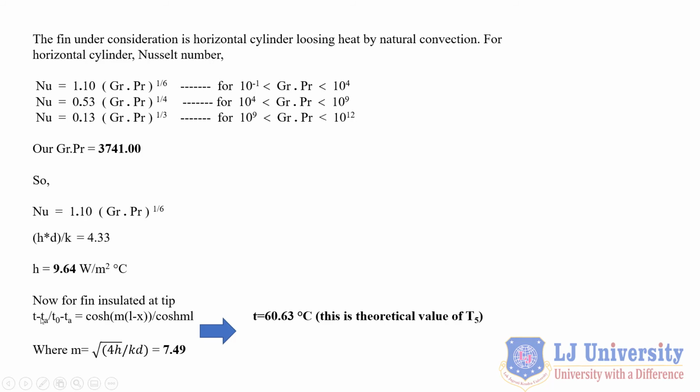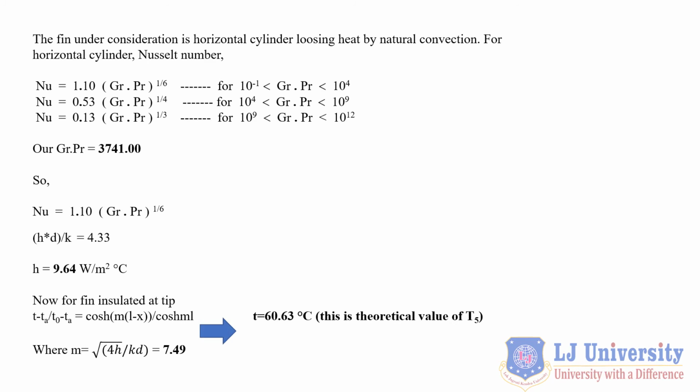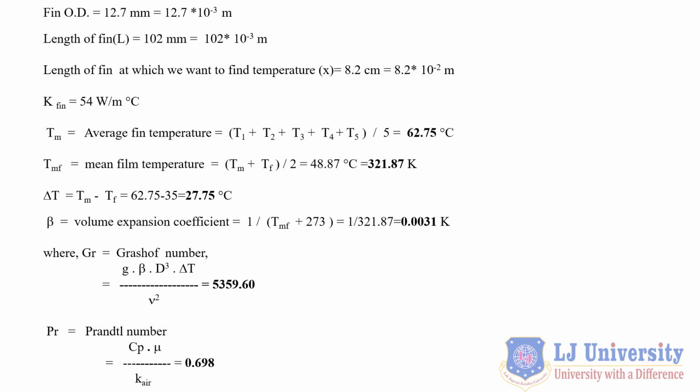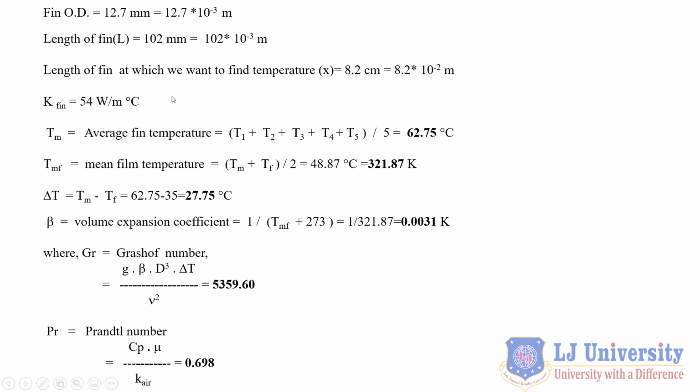Here apply this equation, T minus TA. What is TA? TA is the fluid temperature, which is 35 degrees Celsius, you already know. Now here, T0. What will be the T0? T0 is at the base of the fin. You can see that for our simplification, T1 is nearer to the base of the fin. So that's why we are going to take T0 equal to T1 equal to 68 degrees Celsius.